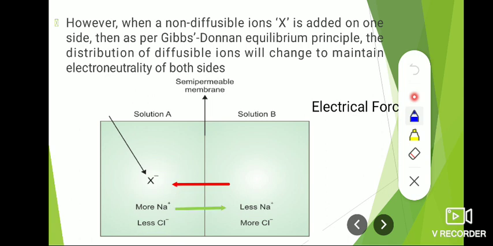So this will create movement in the opposite direction. Sodium is more here, less on this side, so it will try to move from an area of higher concentration to lower concentration. This is called the chemical gradient or chemical force. So the net movement will change now, and due to this movement, after some potential difference, the net movement will stop when it becomes equal.